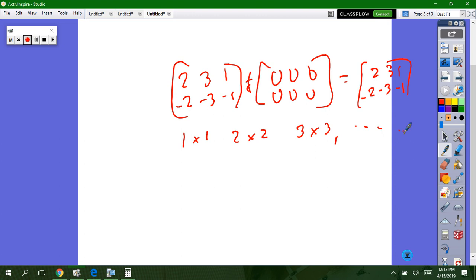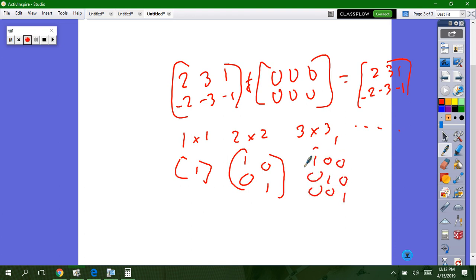Okay? And that's 1. That's 1, 0, 0, 1. 1, 0, 0, 0, 1, 0, 0, 0, 1. And so forth. Basically, that looks like reduced row echelon form, doesn't it?